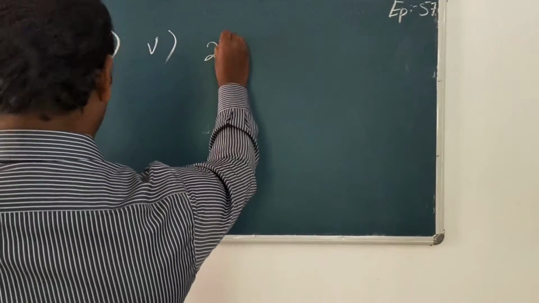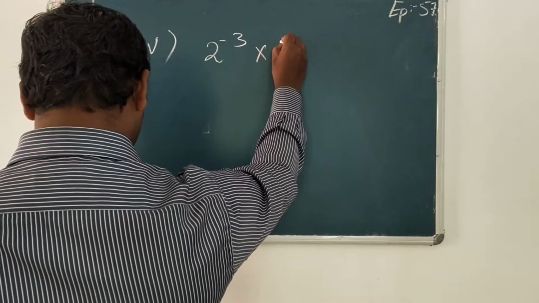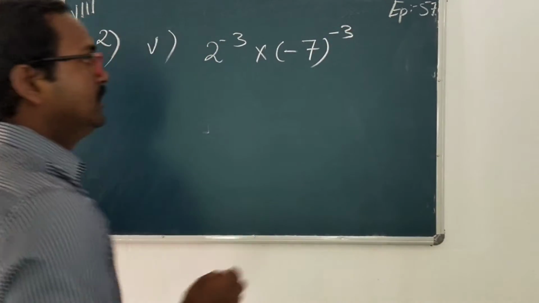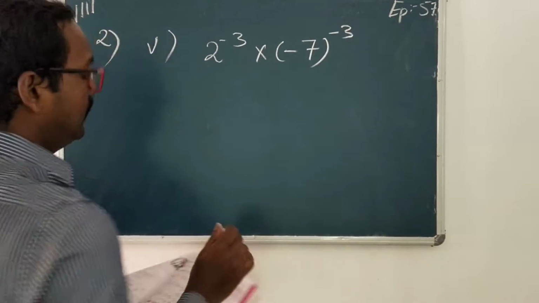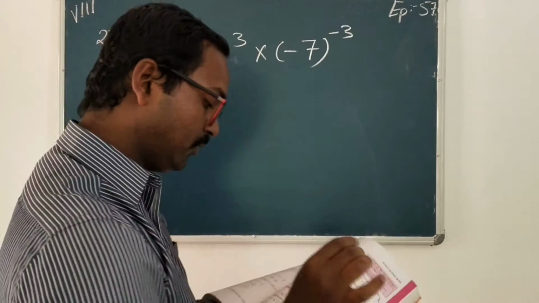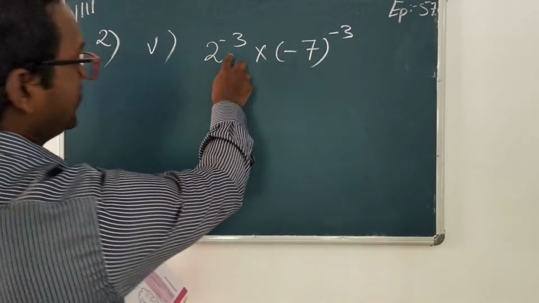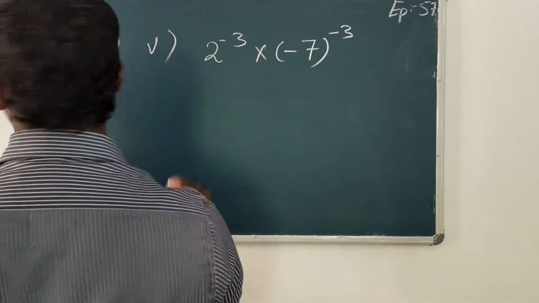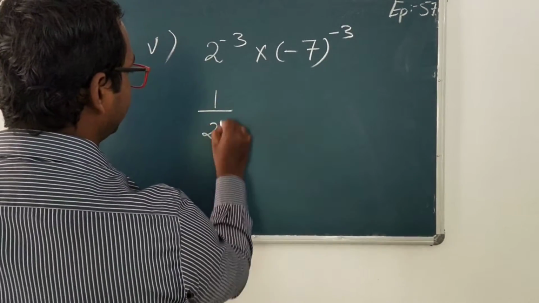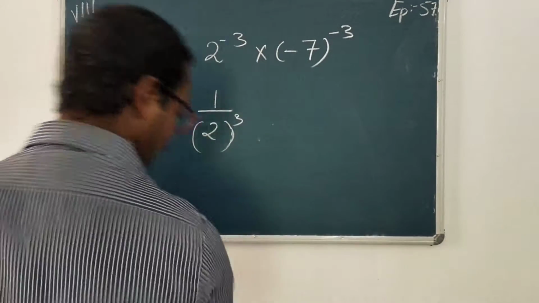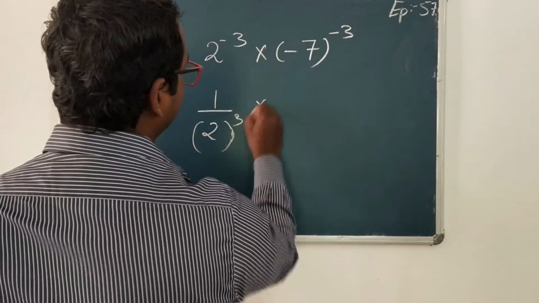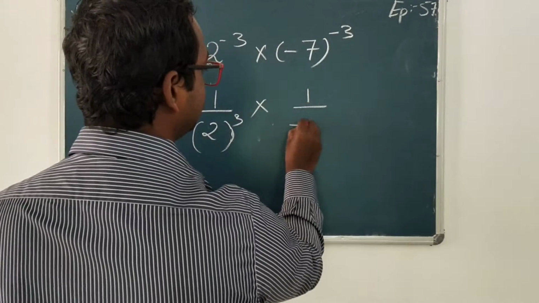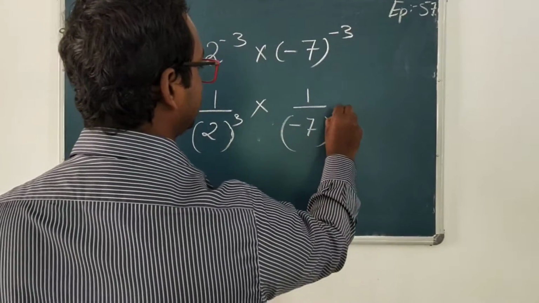Which is 2 power minus 3 multiplied by minus 7 power minus 3. See here, we have to simplify this and we want the result in a positive exponent. Here the exponents are in negative form, so we have to make them positive. How to do that? 2 power minus 3 can be written as 1 by 2 power 3, multiplied by minus 7 power minus 3, which can be written as 1 by minus 7 power 3.